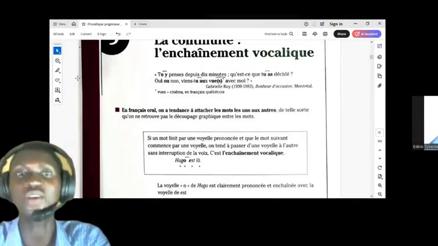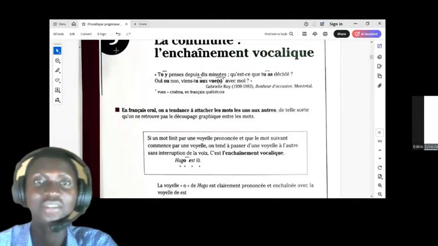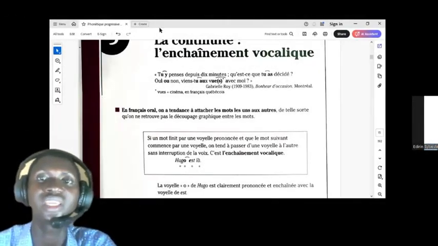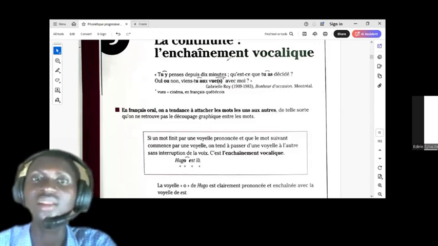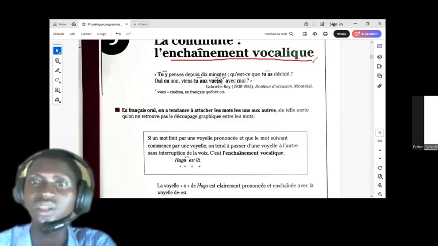Now, in enchaînement, there are two types of enchaînement. We have what we call enchaînement vocalique et enchaînement consonantique. We are going to start with the very first one, enchaînement vocalique, and then let's see what that is all about. So here we are now. We have this. L'enchaînement here is called l'enchaînement vocalique. Now, that means we are dealing with vowels.